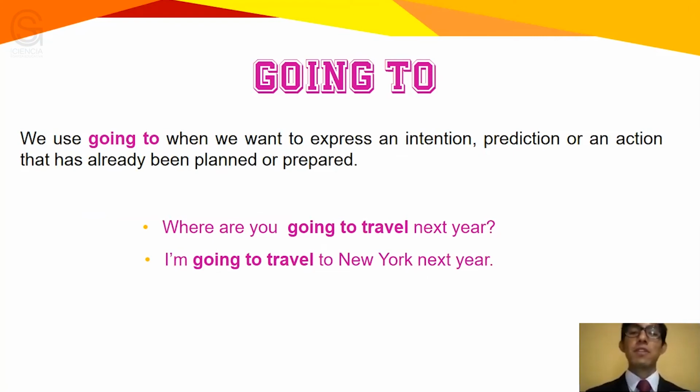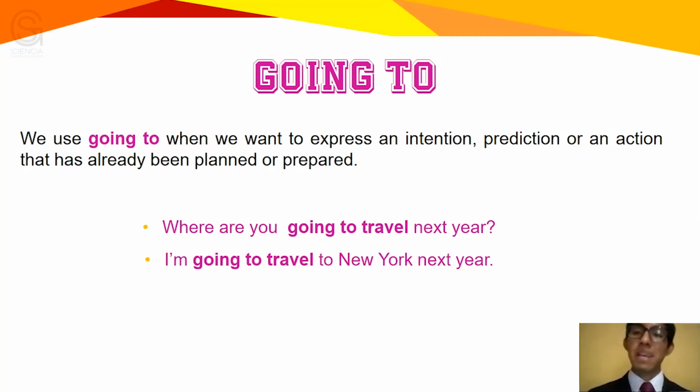Now, let's talk about going to. We use going to when we want to express an intention, prediction, or something that has already been planned or prepared. For example, where are you going to travel next year? I'm going to travel to New York next year. We are expressing an intention or a prediction or something that has already been planned. In this case, what has been planned is to travel to New York next year.